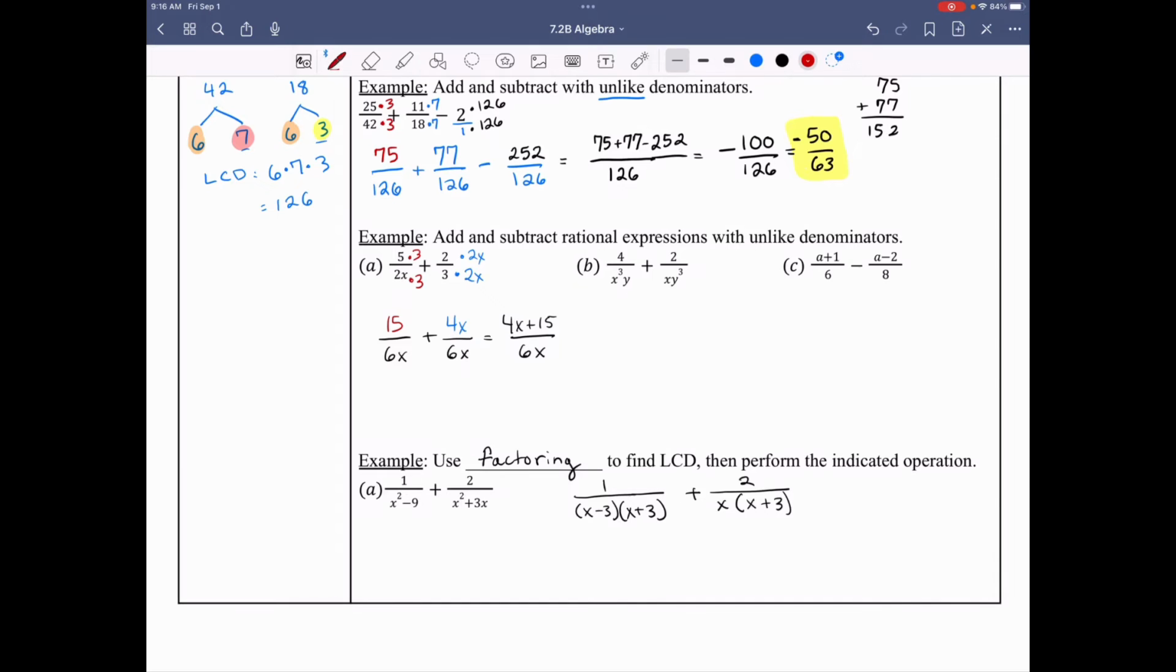So our LCD is going to be x minus 3 and x plus 3, and we're going to add an x. And that's coming from what we have here. We have an x minus 3. Those are the same. But what we have that's different is the x and the x minus 3. So we have to put all of them together so that we have a common denominator.